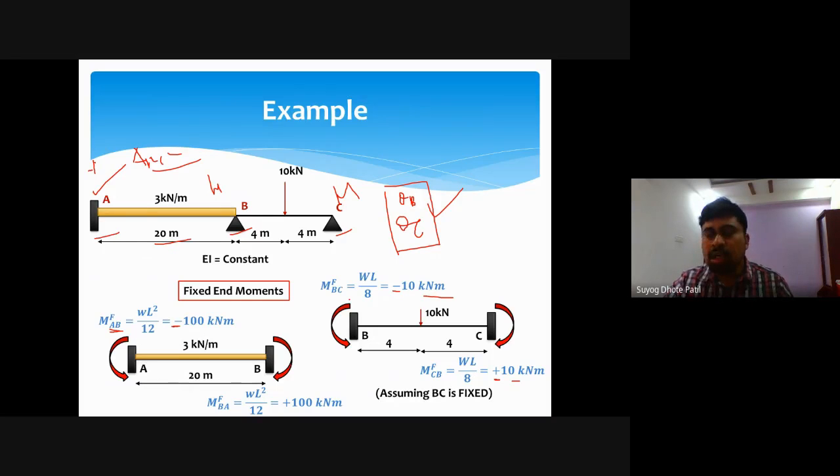Definitely, when restriction to upward movement and restriction to horizontal movement is there, it means horizontal and vertical reactions are there, right? If restriction to rotation is there, it means a moment is there, 100% sure. But if it is free to rotate, in that case, the moment will not come into the picture.